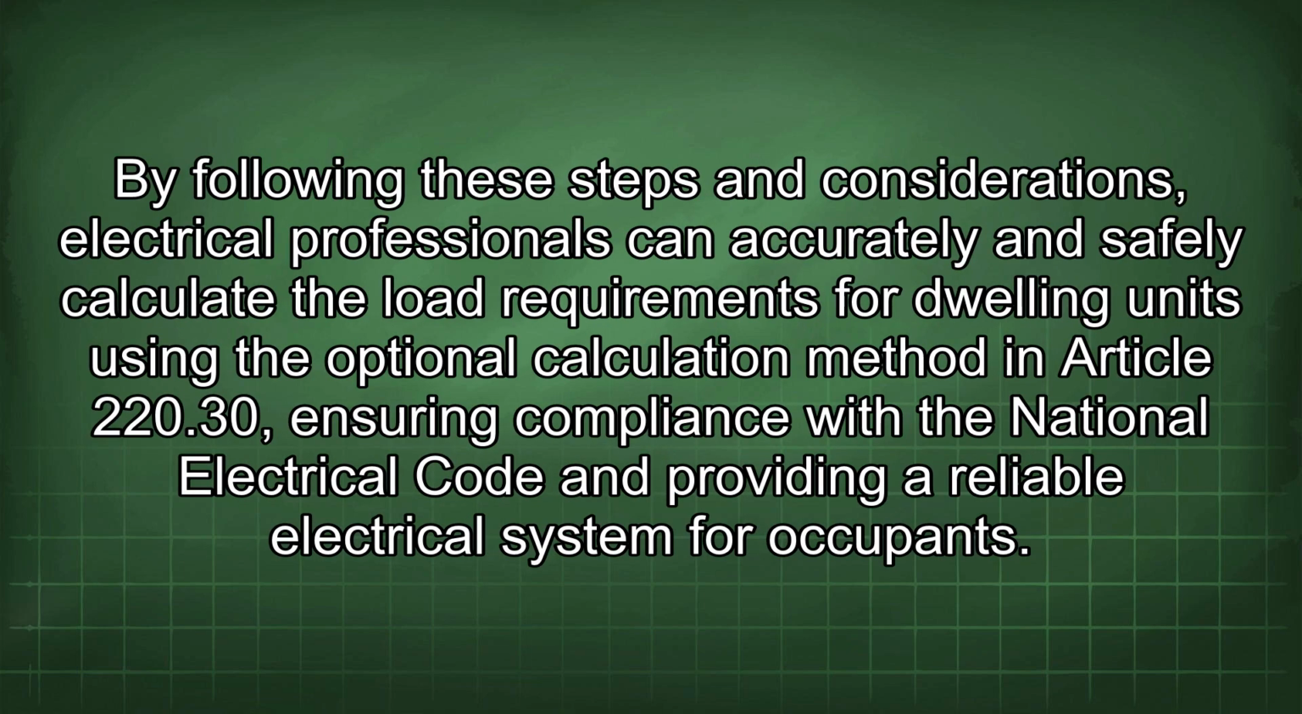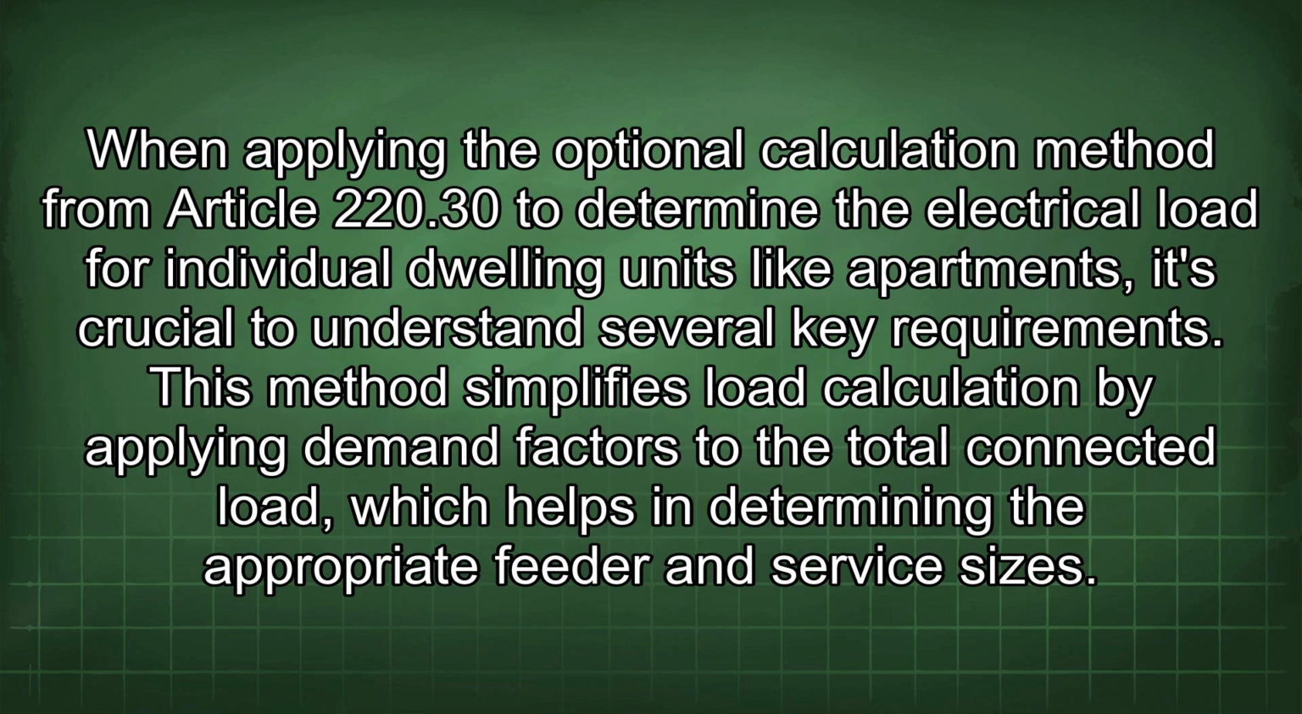By following these steps and considerations, electrical professionals can accurately and safely calculate the load requirements for dwelling units using the optional calculation method in Article 220.30, ensuring compliance with the National Electrical Code and providing a reliable electrical system for occupants. When applying the optional calculation method from Article 220.30 to determine the electrical load for individual dwelling units like apartments, it's crucial to understand several key requirements.